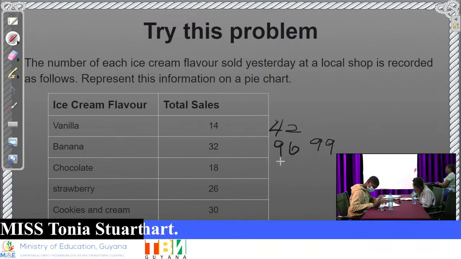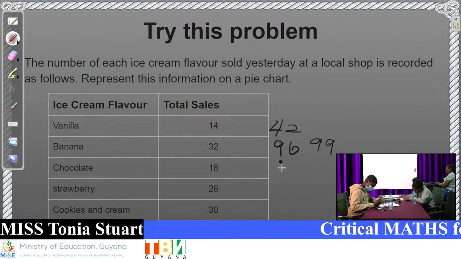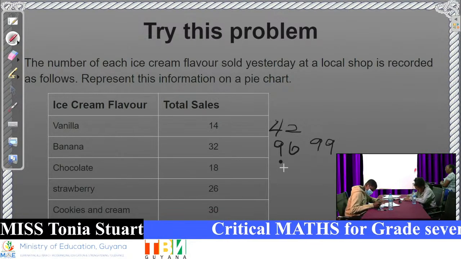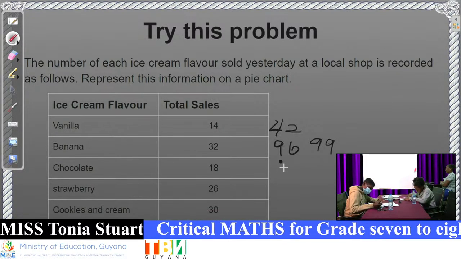Anything for chocolate as yet? 96. I did banana, and it is 96. So you agree with 96? Yes, miss. Okay, all right.